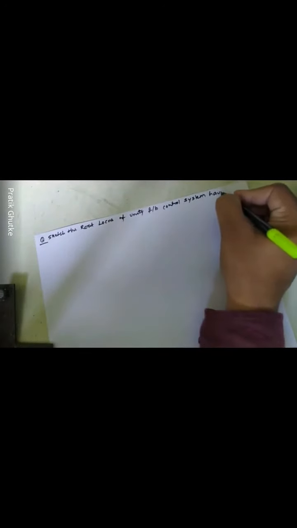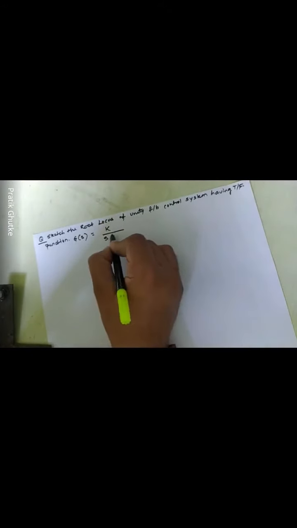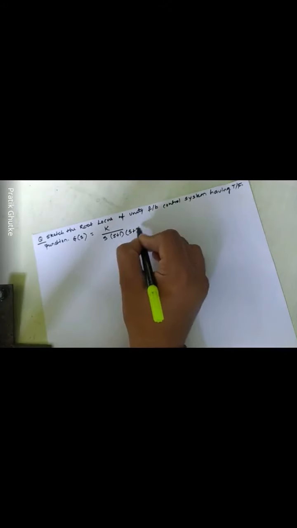Sketch the root locus of unity feedback control system having transfer function G of s equals K divided by s, s plus 1, s plus 3. This is your transfer function.